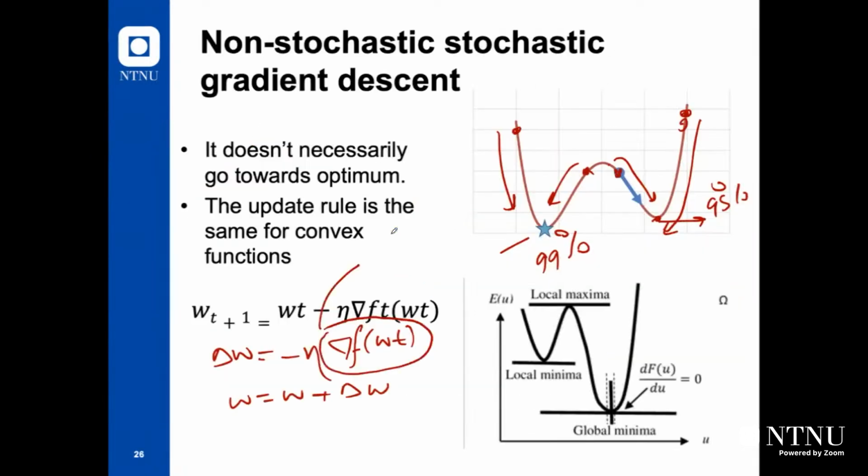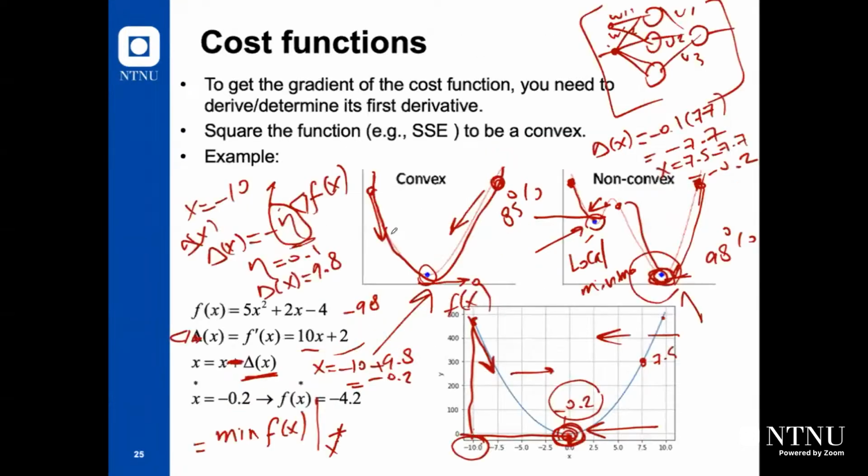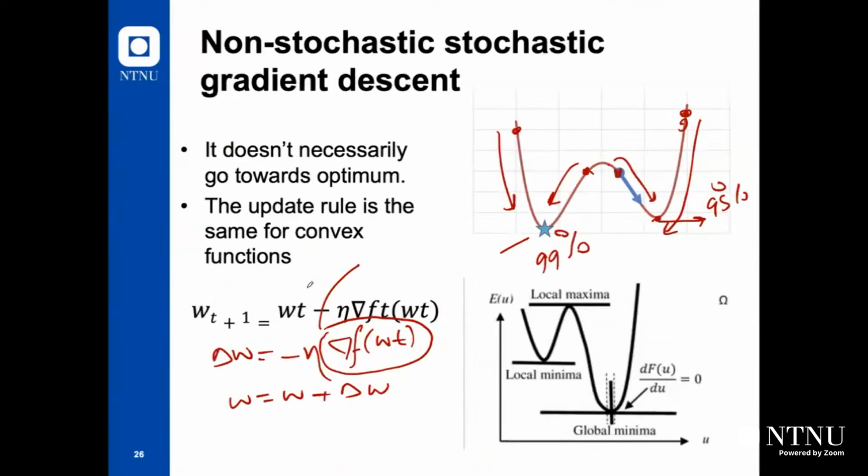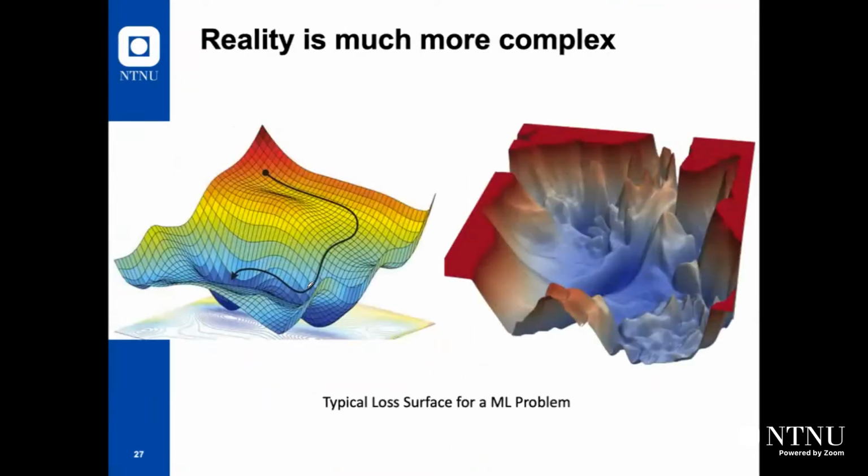In reality, when we are working with a simple function like this, it's very easy. But when we are working with a multi-layer perceptron, a feed-forward neural network or a deep neural network model, the loss function will be very, very complex. As you can see here, it's in three-dimensional space. Maybe it will also be more complex than this.